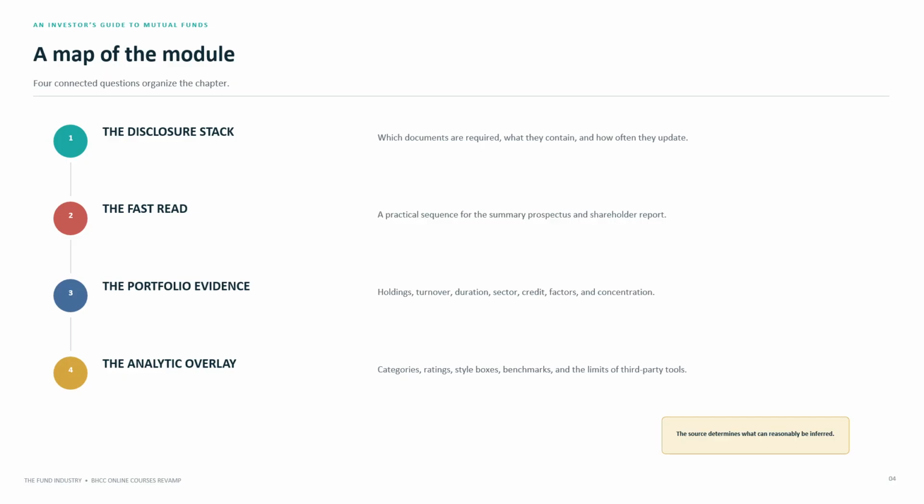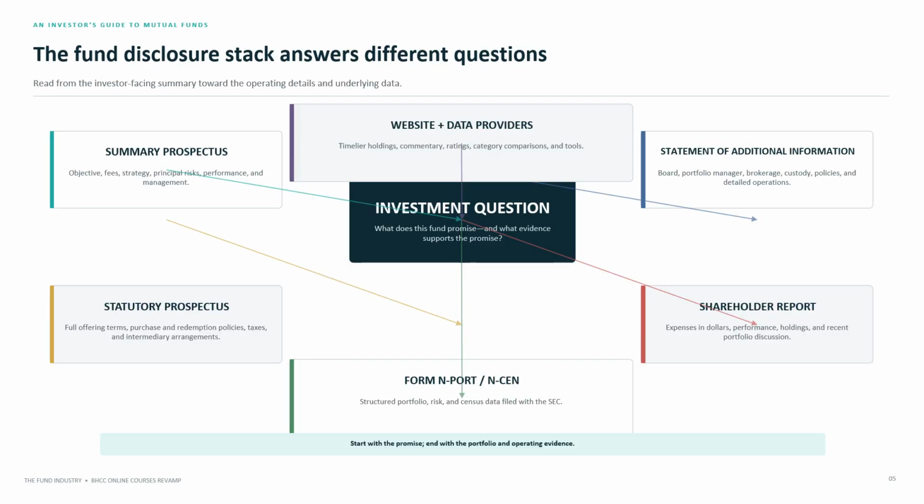Think of the sources as different camera angles. One shows the promise, another shows the portfolio, and another shows how outsiders classify the fund. The source determines what we can reasonably infer, so we should never ask one document to answer a question it was not built to answer. Start with the promise, then work toward the evidence.